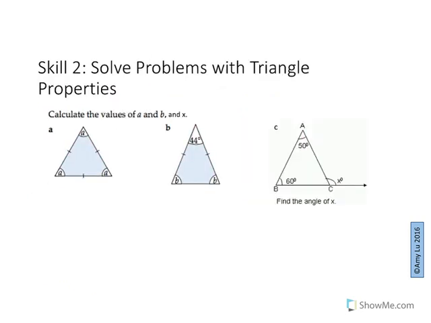So now that we've talked about these different properties about triangles and how they work on lines, take a moment here, pause, and try to find the missing angles of A, B, and X.